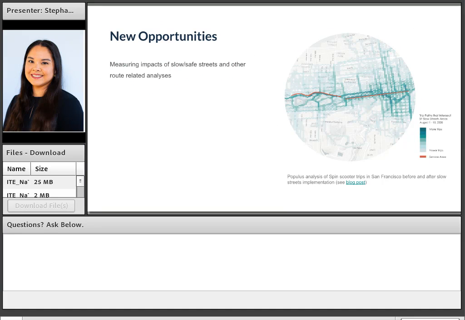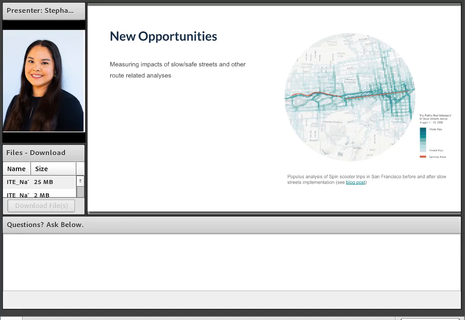Then the last point that I wanted to make was on the value of having this data. So outside of just the micromobility program and being able to validate what's happening with your program and evaluate whether it's accomplishing your goals, the data is useful outside of that context as well. So this example on the slide here is showing Spin scooter trips.